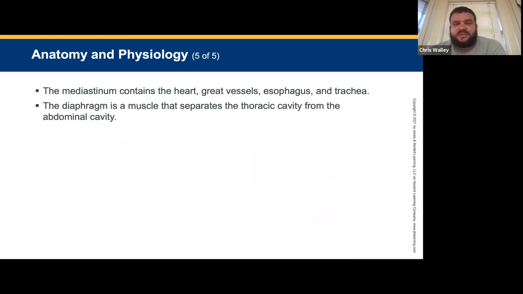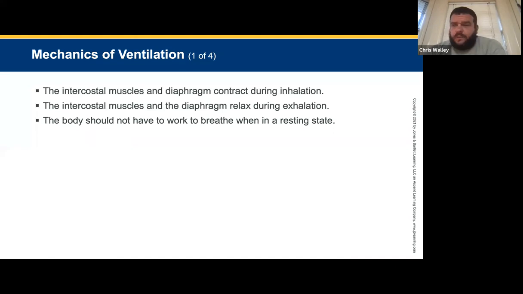The mediastinum is the central part of the chest containing the heart, great vessels, esophagus, and trachea. The diaphragm is a muscle that separates the thoracic cavity from the abdominal cavity. There's a picture coming up.